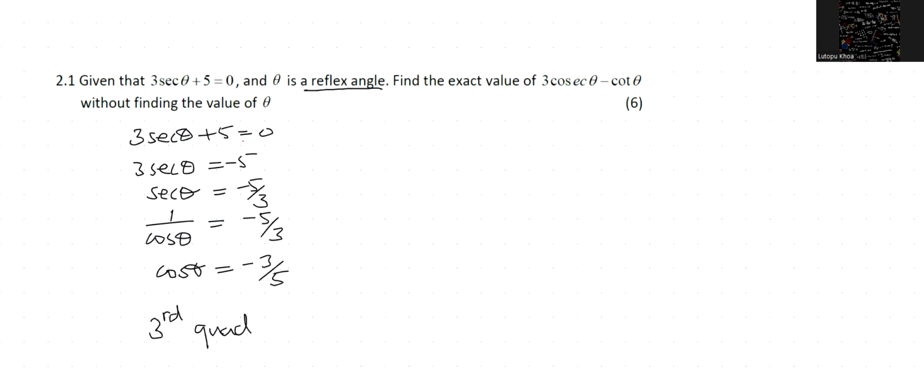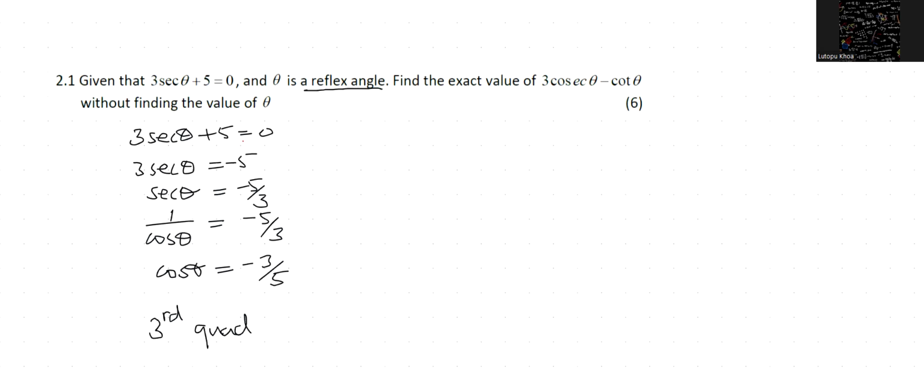First, you make cos the subject of the formula. Next thing is you need to decide in which quadrant is my answer coming from. And that comes from the fact that our angle is reflex. Reflex means third quadrant, fourth quadrant. But we have that cos is negative, and cos is negative in the third quadrant. It's the only one that satisfies both these conditions.